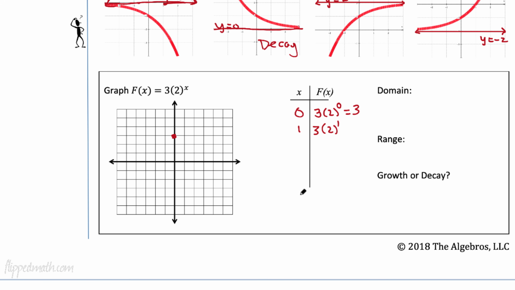So I plug a 1 in. What is 3 times 2 to the first power? Well, that's 3 times 2. 3 times 2 is 6. Okay, so at 1, we're at 6. So 1, 2, 3, 4, 5, 6.